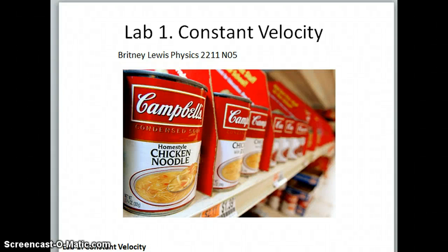Hello, my name is Brintey Lewis, and for my lab I recorded my friend rolling a Campbell's chicken noodle soup can across my kitchen counter. Today I will demonstrate how using Tracker software and VIdle, I was able to analyze the position of the displacement of the can at individual time frames.